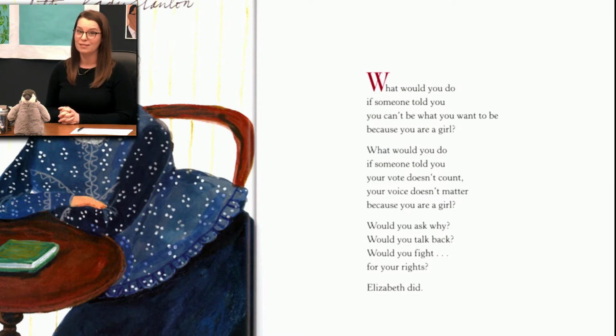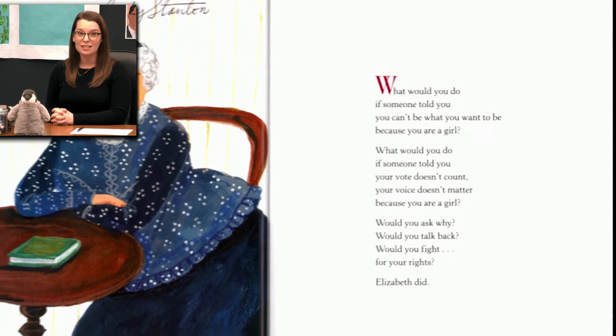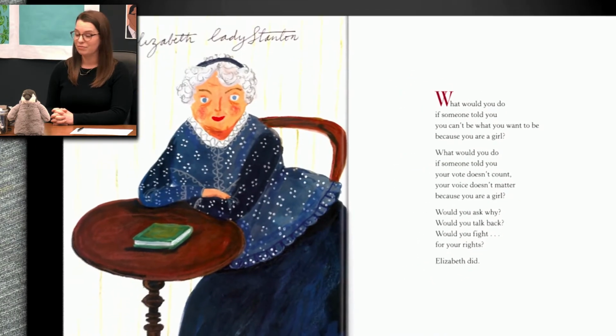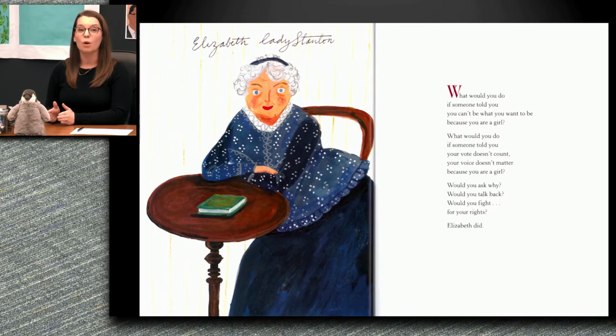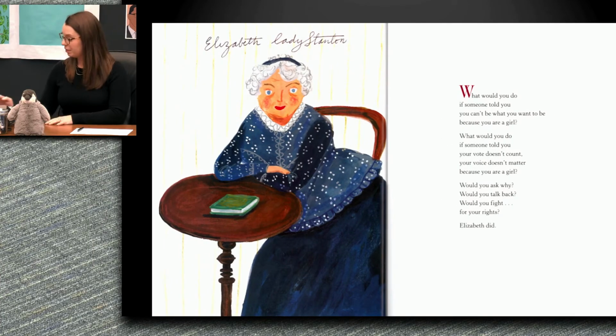Elizabeth did. Now, this is another good example of having a strong lead or intro that gets your reader's attention and lets us know what our author, Tanya Lee Stone, felt, because she says, would you fight back for your rights? Elizabeth did. So right there, it tells us that Tanya Lee Stone thought that Elizabeth Cady Stanton was a fighter. So we're going to continue reading, thinking about the events that happened and the order in which they happened.